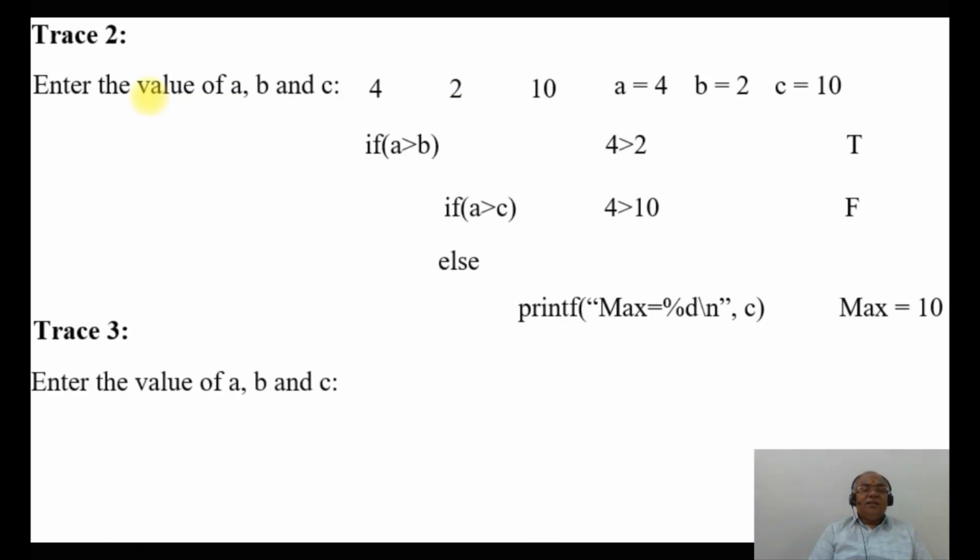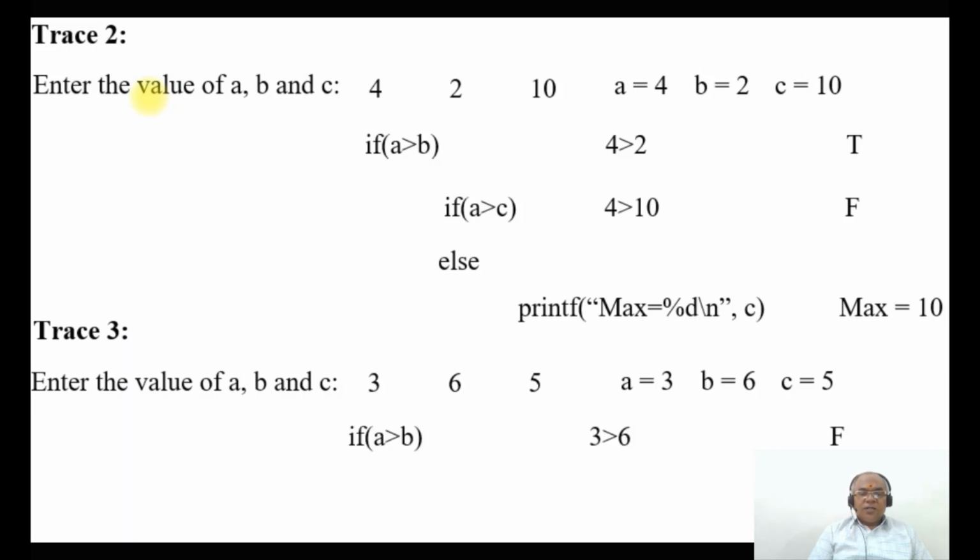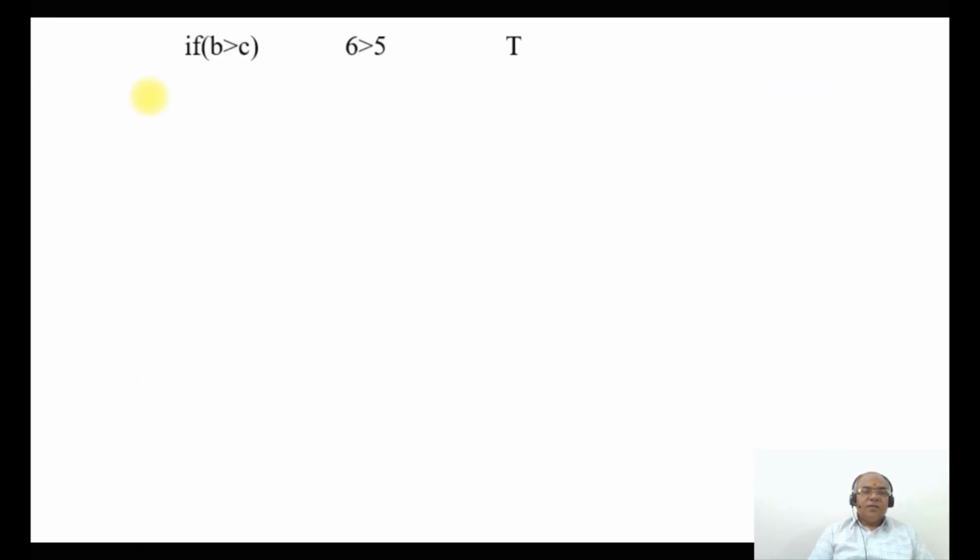Then trace 3. Enter the value of a, b and c. We consider 3, 6, 5, so a is equal to 3, b is equal to 6 and c is equal to 5. It checks whether a is greater than b: is 3 greater than 6? No, false. Then else, it takes b is greater than c: 6 is greater than 5, true. Then it prints the value of b, the maximum value is 6.